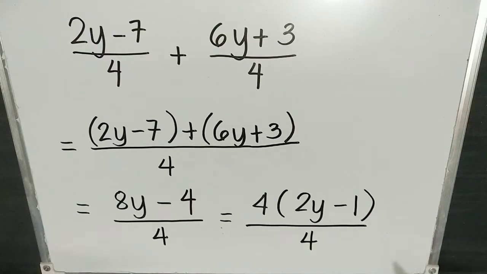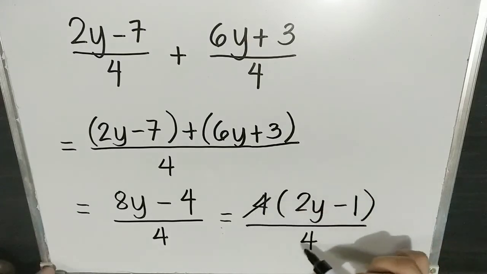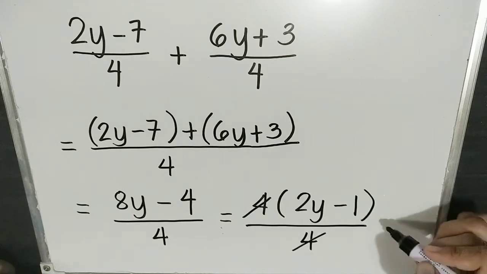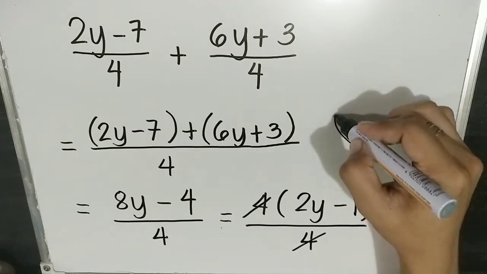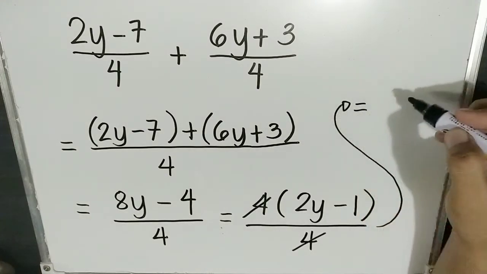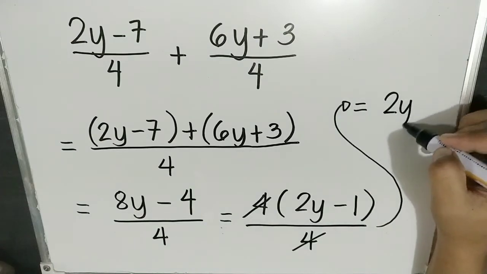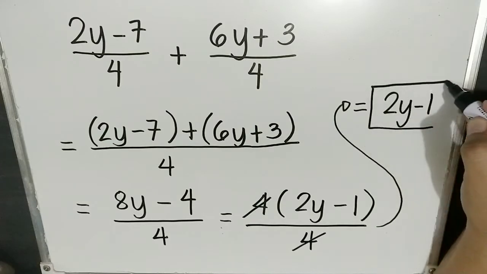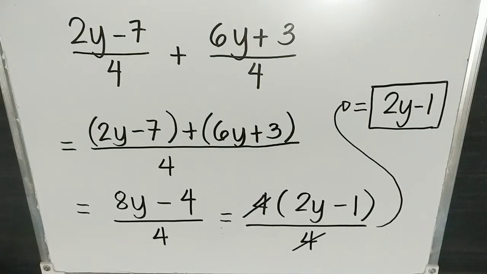We can now cross out the common factor in the numerator and in the denominator. So we have 4, we can cross this out. So what remains is 2y minus 1. So this is now the sum in simplest form.